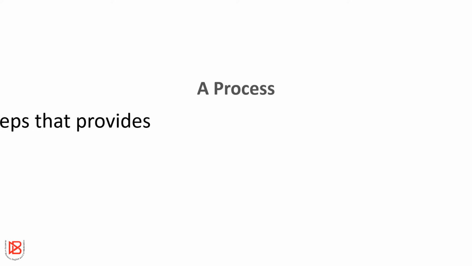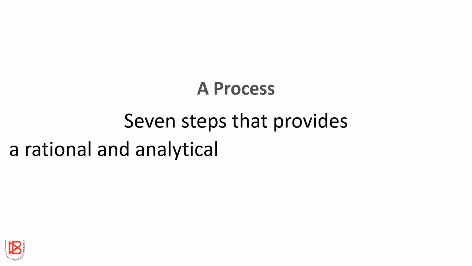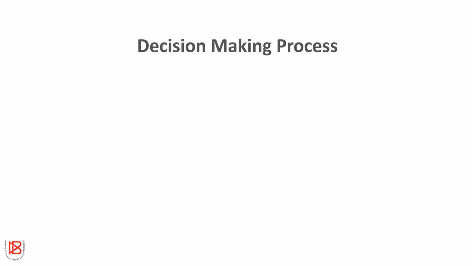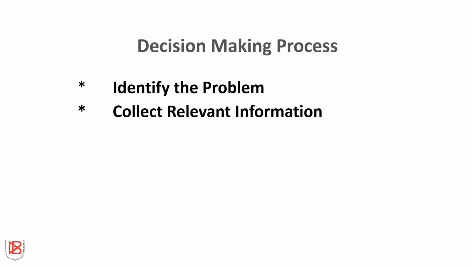Remember, first thing is it is a 7 step process that provides a rational, analytical way of looking at decisions. So it's a 7 step process about decisions, as to what are the rationales and reasons behind taking a particular decision. Now let us understand the decision making skills or process. First, it is to identify the problem. Definitely, yes. Why do we have to have decisions? Because there are issues that need to be resolved.